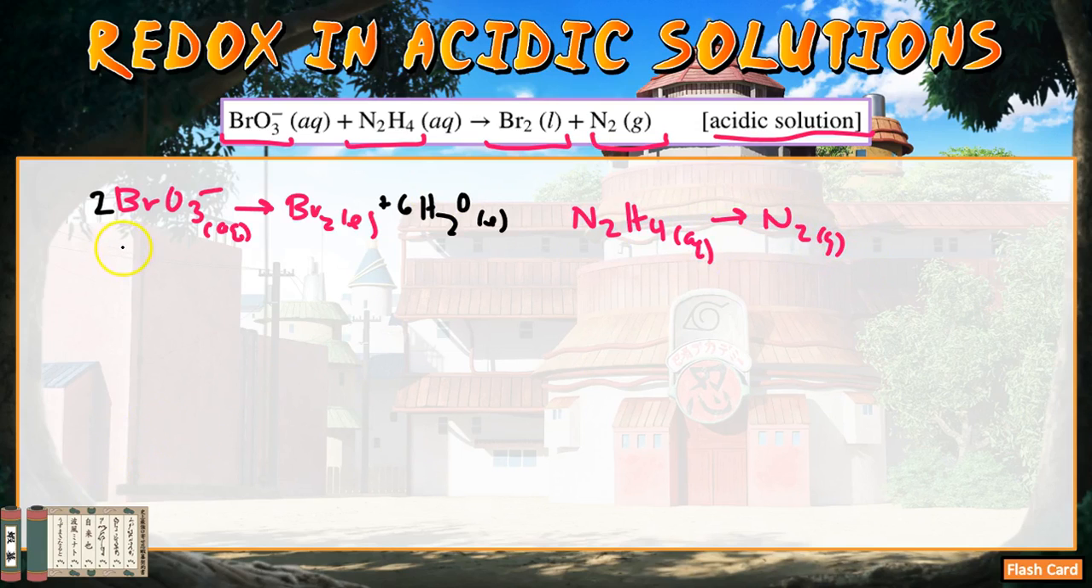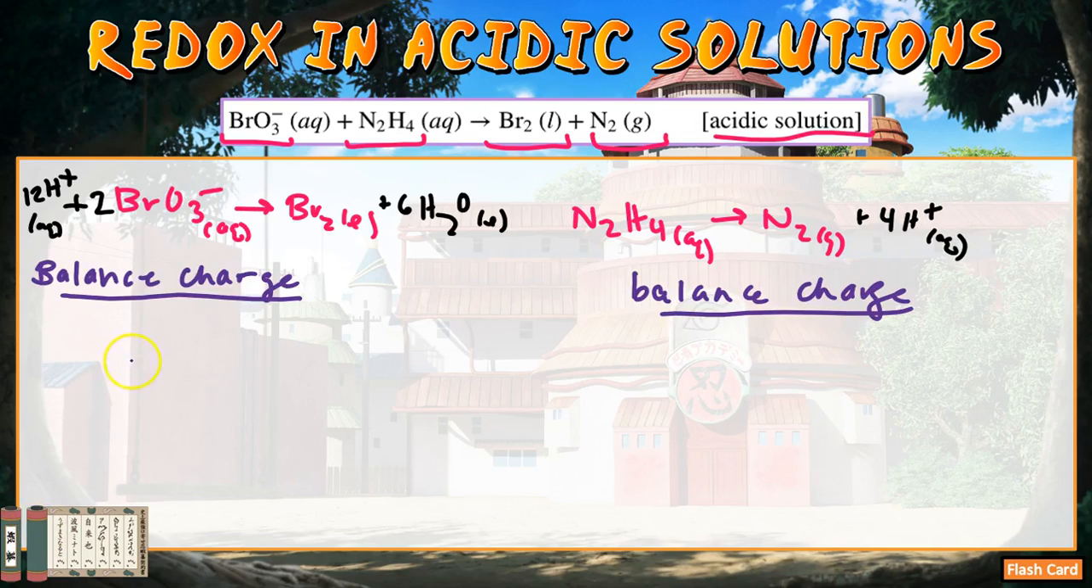Next, it says we have to balance hydrogen atoms by adding H plus ions. So for us, we have 6 times 2, which is 12 hydrogen atoms on the product side. So we need to make sure that we add 12 H plus ions on the reactant side. Okay, and of course, that's going to be aqueous here. And we need to do the same here. We have 4 hydrogen atoms on the reactant side. And we need to make sure that we add 4 H plus ions to the product side.